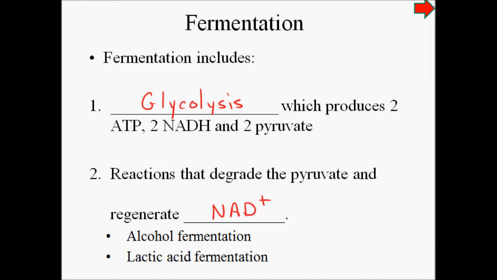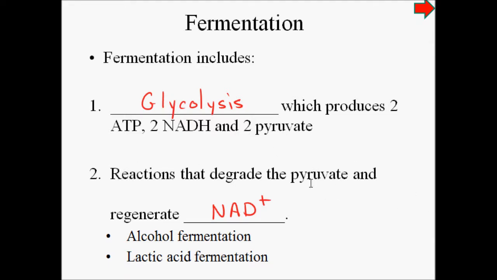So glycolysis, as we discussed already, produces two net ATPs. There is going to be the investment phase in which you use two and a payoff phase in which you get four. But the net is 2 ATP. And it produced 2 NADH from an oxidation reduction reaction. And that one glucose molecule has, by the end of glycolysis, been converted to 2 pyruvates. Okay, so now what we're going to discuss is the reactions that degrade pyruvate.